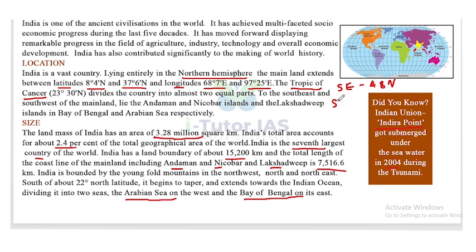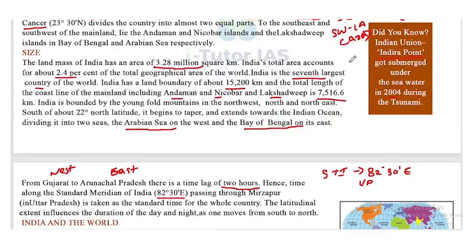Then southwest is Lakshadweep Islands, and this is in the Bay of Bengal, and Lakshadweep is in the Arabian Sea. Okay, so that's about the location. Now about the size, it's 3.28 million square kilometer. Then total area accounts 2.4% of the total geographical area of the world. Then it's the 7th largest country, and it's a land boundary.